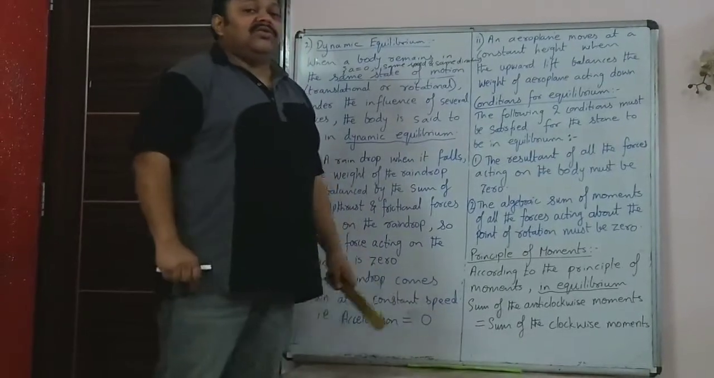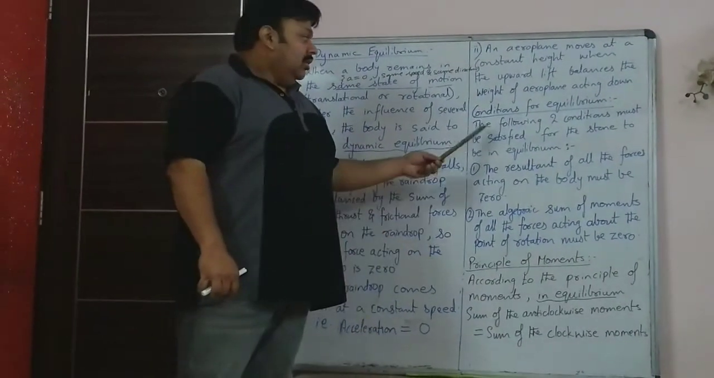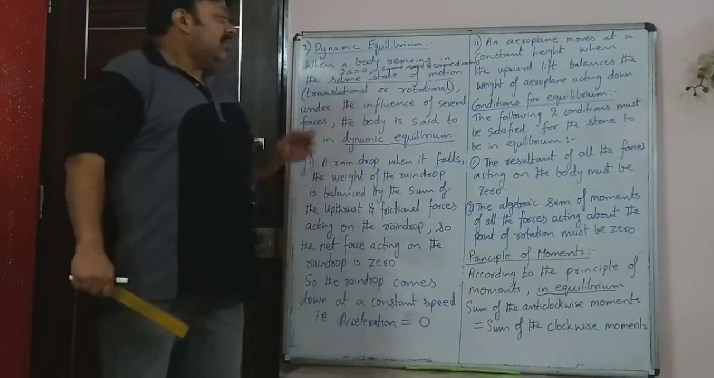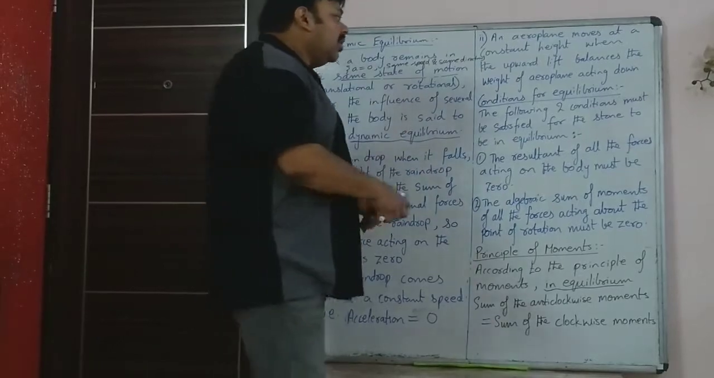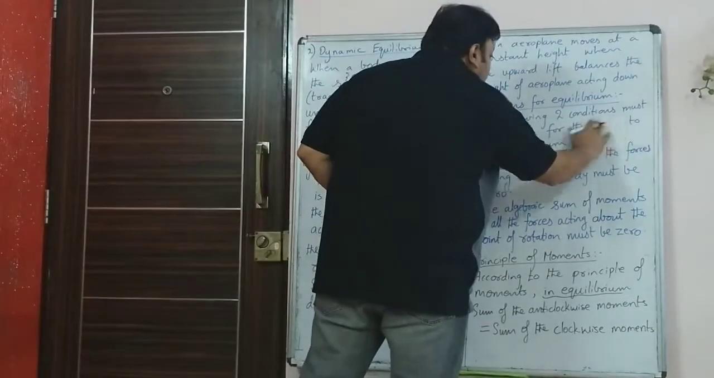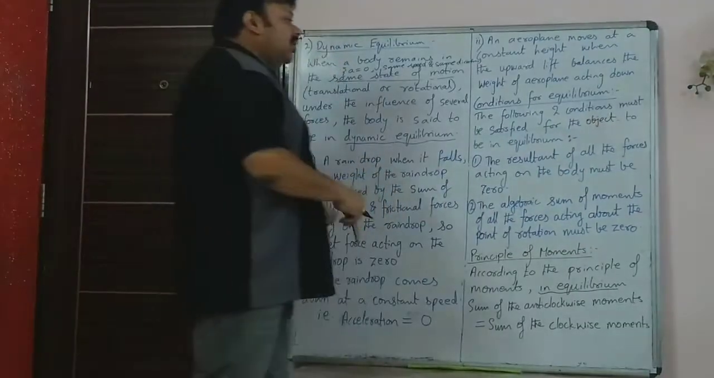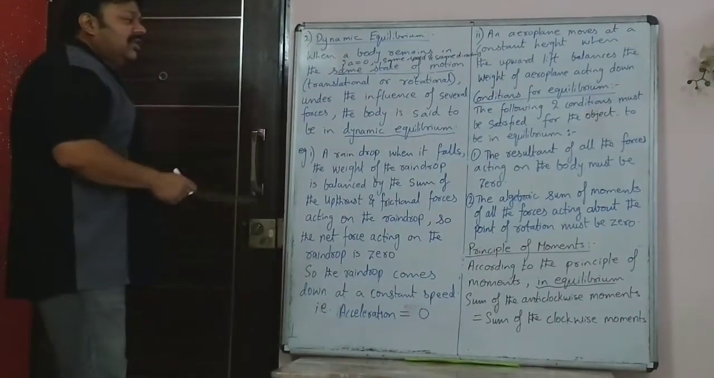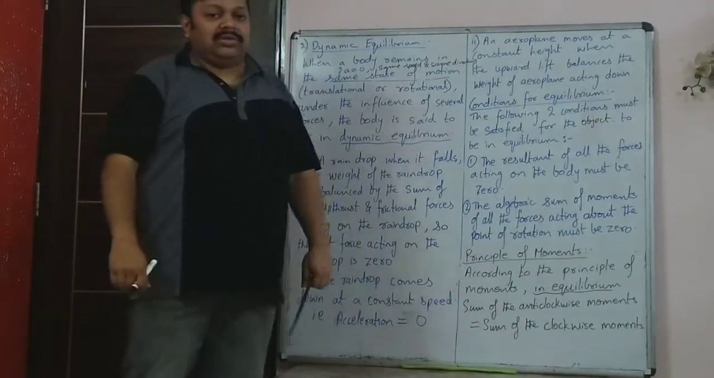Now, what are the conditions for equilibrium, be it static or be it dynamic? The following two conditions should be satisfied for any object to be in equilibrium. The resultant of all the forces acting on the body should be zero.